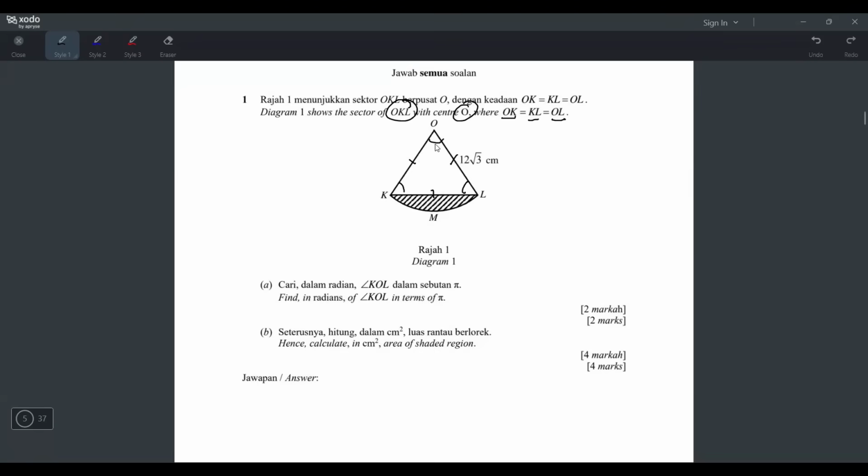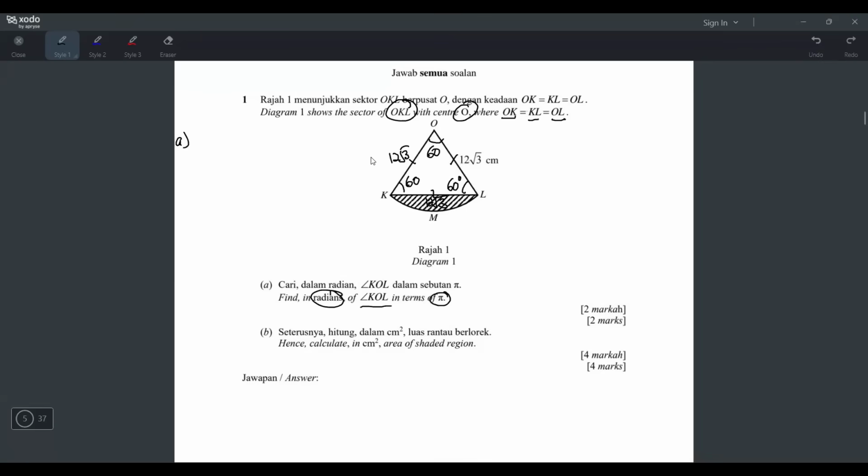And if all the sides sini sama panjang, the angle here will also be the same. And we all know the total angle inside a triangle will be 180, right? So when you divide by 3, you will get 60, 60, 60 degrees. And the length of the side they give us is 12 square root 3. That means this is also 12 square root 3, and this is also 12 square root 3, okay? But let's see what the question wants.